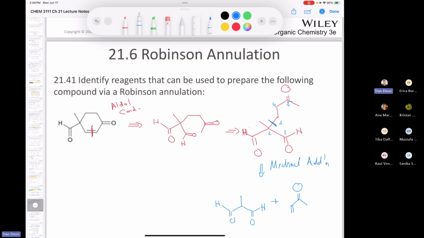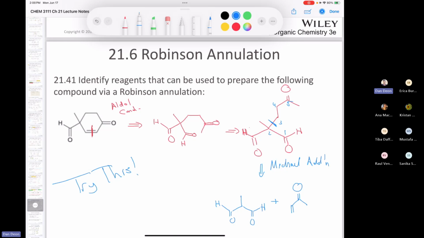Now, there's only so much yammering on I can do about how you do this. You have to try it yourself. So try this. But hopefully the way that I showed you is going to be useful. It's going to help you out in determining what the starting materials would be for a Robinson annulation.